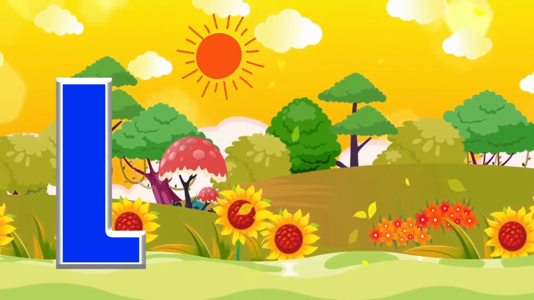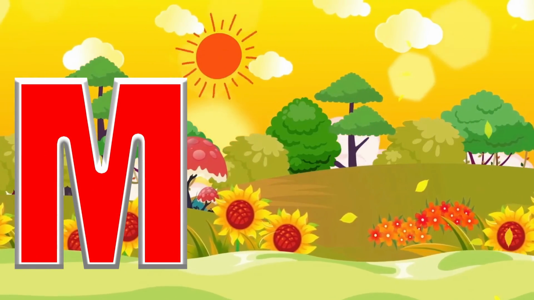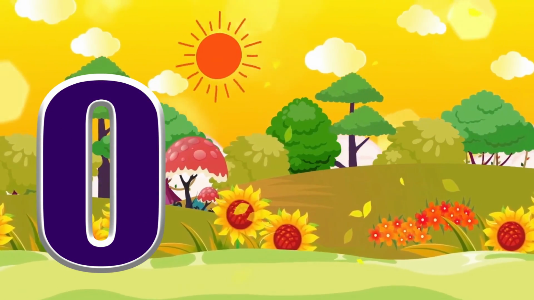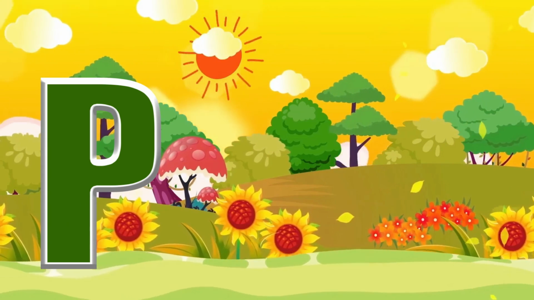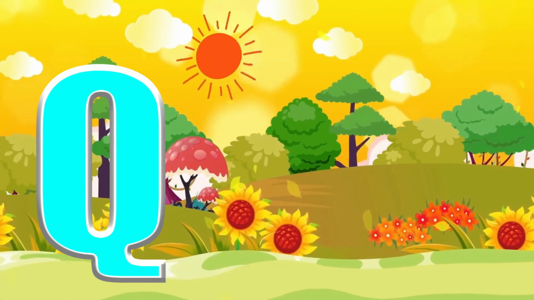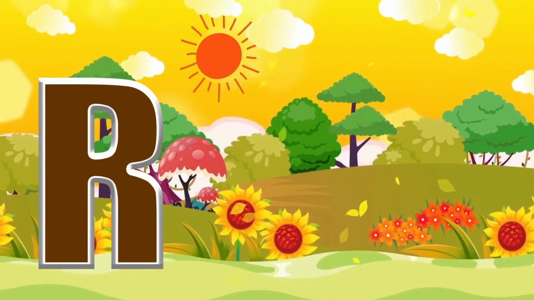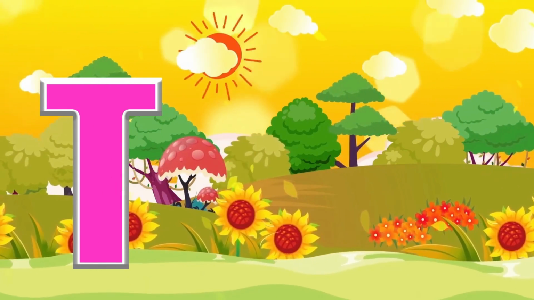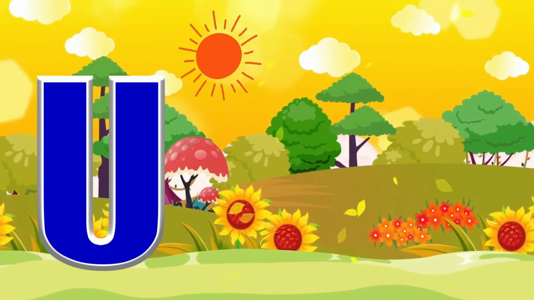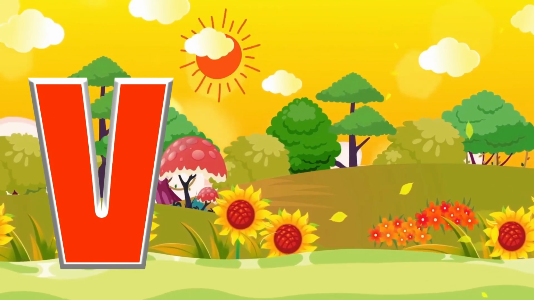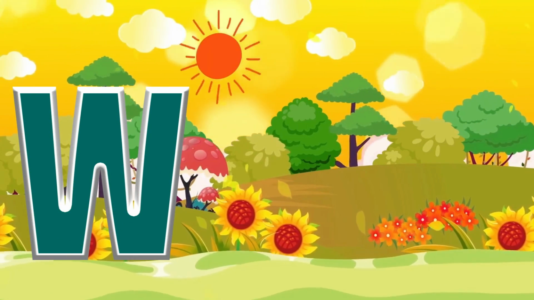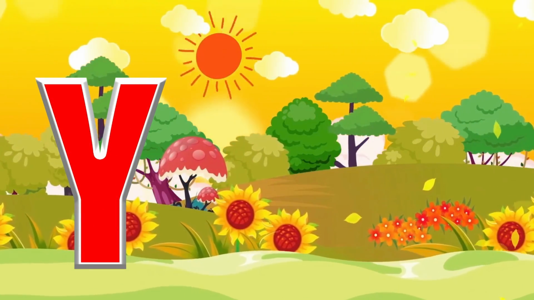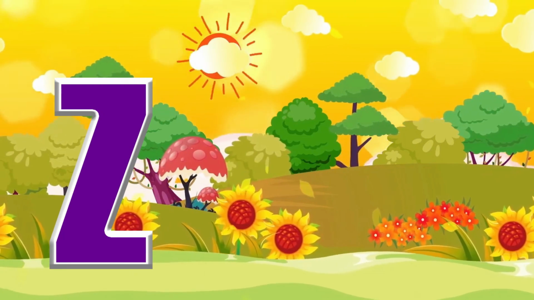L, lion. M, monkey. N, necklace. O, owl. P, potato. Q, queen. R, robot. S, spider. T, tomato. U, unicorn. V, violin. W, whale. X, X-ray fish. Y, yolk. Z, zeppelin.